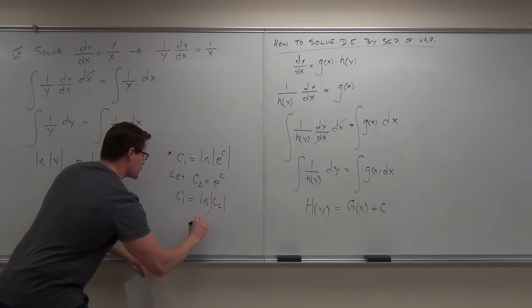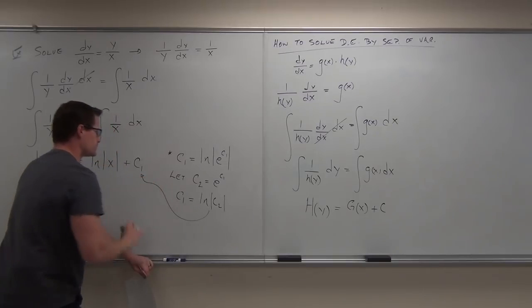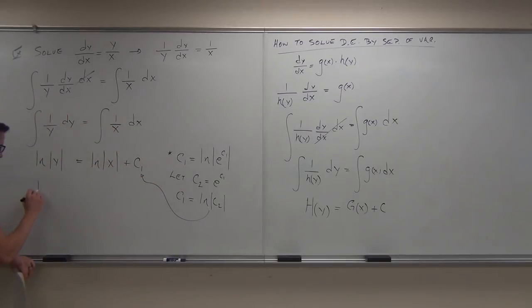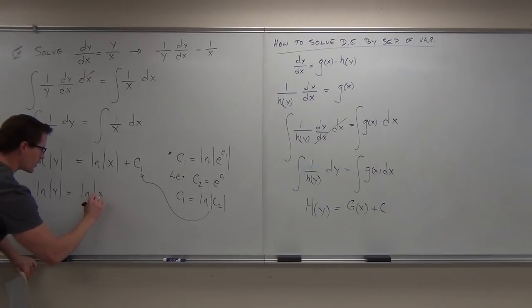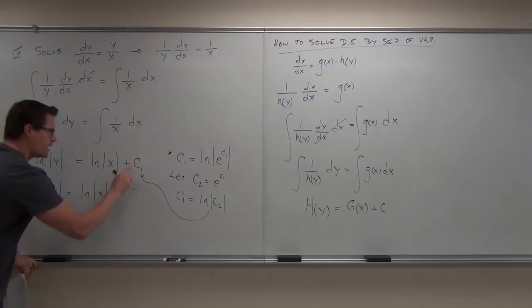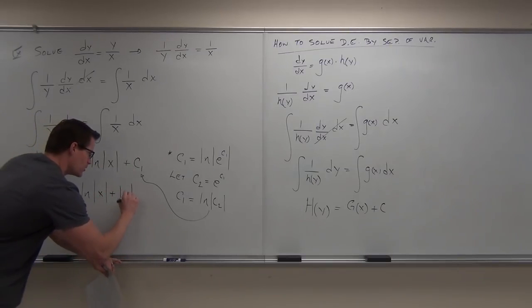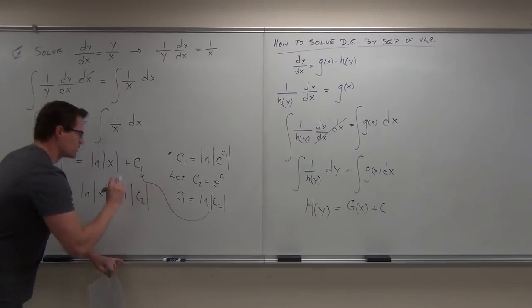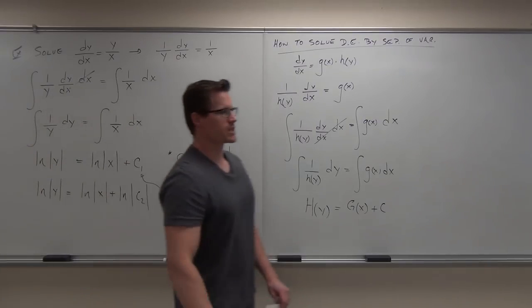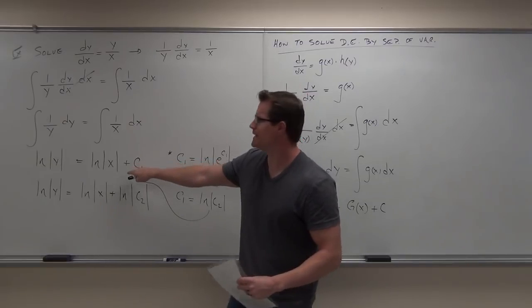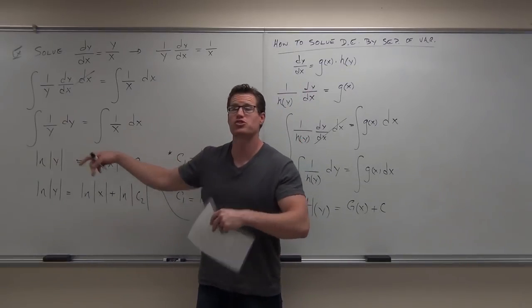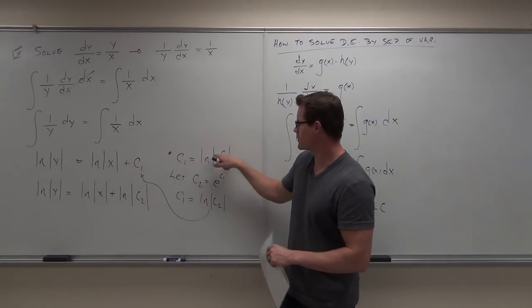This is what I want to use here. So ln absolute value of y, no problem. ln absolute value of x, no problem. Plus, what's c1? What am I going to use there? You are absolutely right. Sure. So we say, hey, c1? No, not so good. I need an ln. I also need absolute value, so let's change it. c1 becomes ln absolute value of e to the c1.